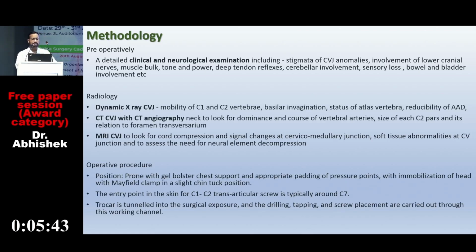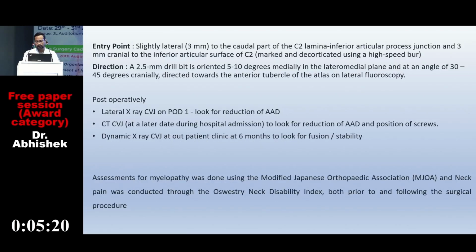Operative procedure. Patients were placed in prone position with gel bolster chest support and appropriate padding of pressure points with immobilization of head with Mayfield clamp in a slight chin tuck position. The entry point in the skin for C1 C2 transarticular screw is typically around C7 vertebra, which is a small stab incision, and the trocar is tunneled into the surgical exposure, and the drilling and tapping of the screw are carried out through this working channel.